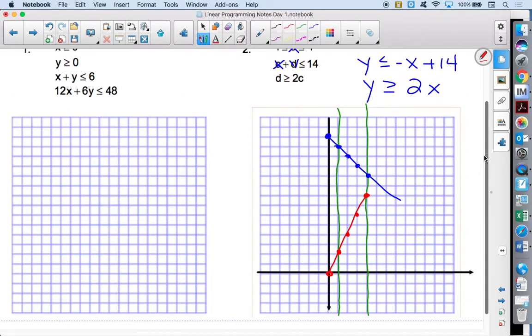Alright, so I didn't do any shading yet. The top line has to be less than or equal to, so that has to be going down. My bottom line is greater than or equal to, so that should be going up. Remember, you're now going to have a region. So this region looks like what shape? Trapezoid. So you're looking at this trapezoidal region. So shade it in.